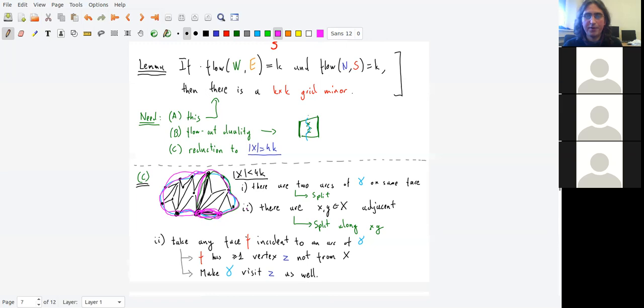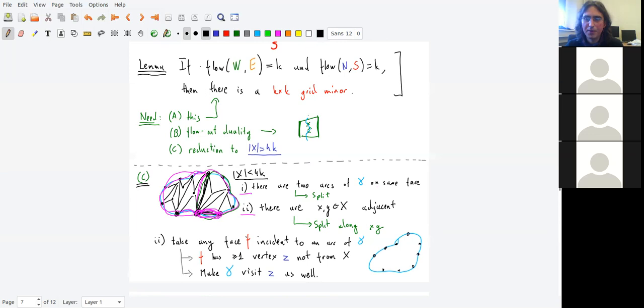Good, so we have now resolved these two corner cases: whenever I've got two arcs on the same face, and whenever I have two vertices on the boundary that are adjacent, I can do some easy recursion step. So imagine now that we have the remaining situation, where situations one and two do not happen. Let's draw it again. Here I have those vertices on the boundary.